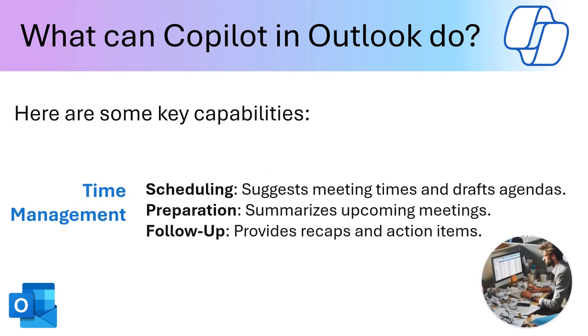Another one has to do with time management. In Outlook, a lot of times we need to schedule meetings. We need to get an agenda together. We need to just set ourselves up for it, prep. Copilot will summarize your upcoming meetings.